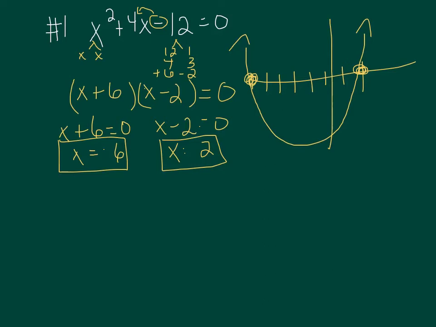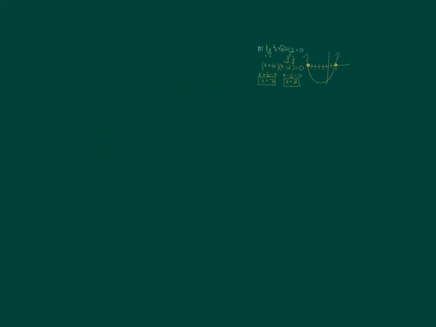Now this one was easy because the leading coefficient on x squared was a 1. When it's not a 1, it's not so easy. Alright, let's do a few more. So, let me get this out of the way. And let's do number two.